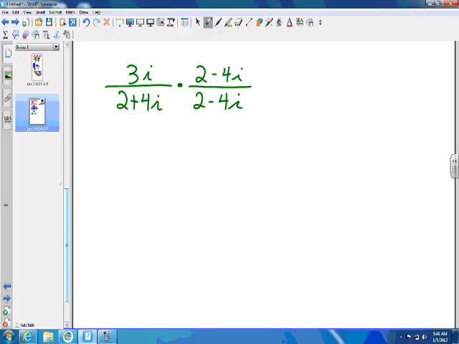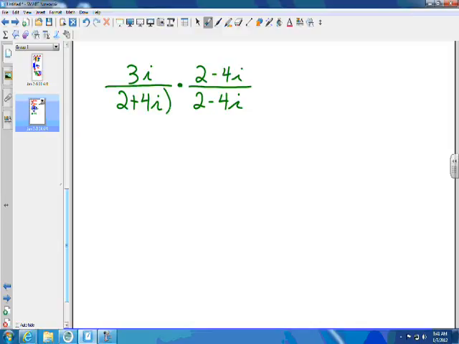That's what those are called. The technical term is complex conjugate. 2 plus 4i, the complex conjugate to that is 2 minus 4i. That's all you have to do. Anytime you have this in there, in order to get rid of it, that's what you're going to multiply by.